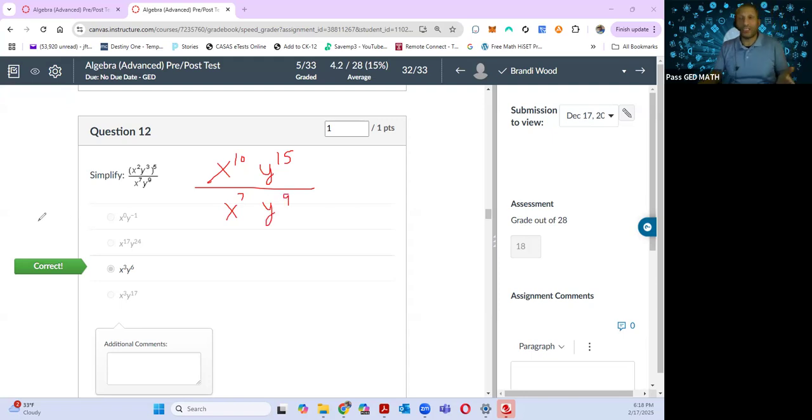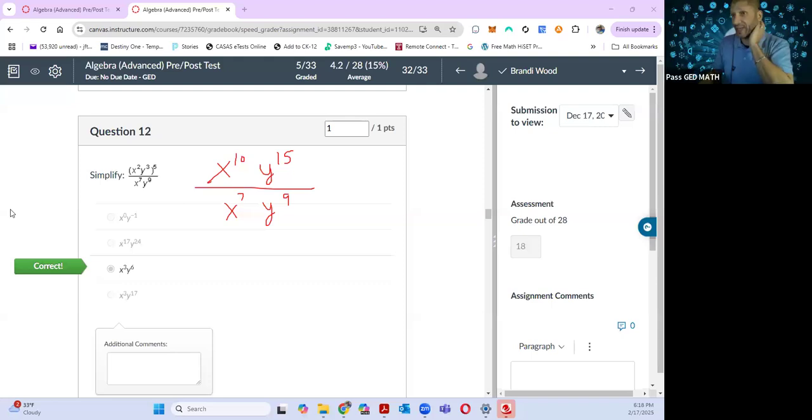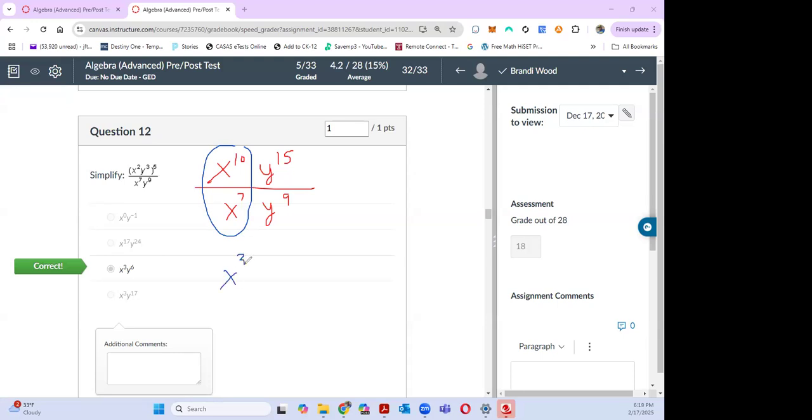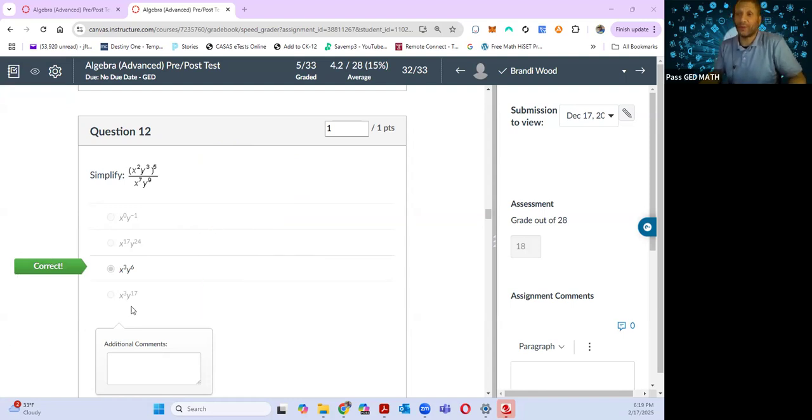And then remember, our exponent rules only work for exponents with the same base. So again, we'll do that one first. When you divide exponents with the same base, you subtract the exponents. 10 minus 7 is what? 3. And then 15 minus 9 is what? 6. That's how you get that answer. You got it right though, so you probably knew how to do it, maybe just wasn't 100% sure.